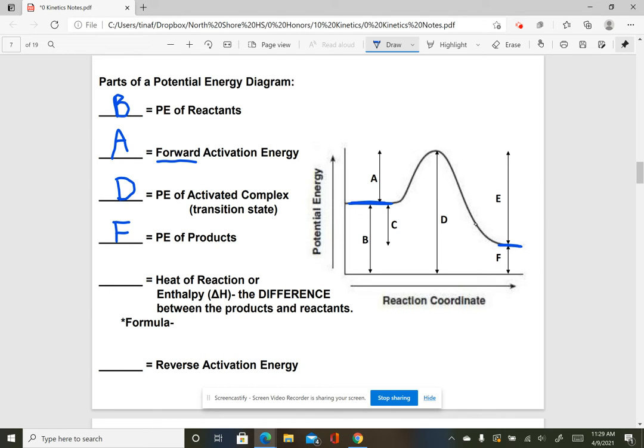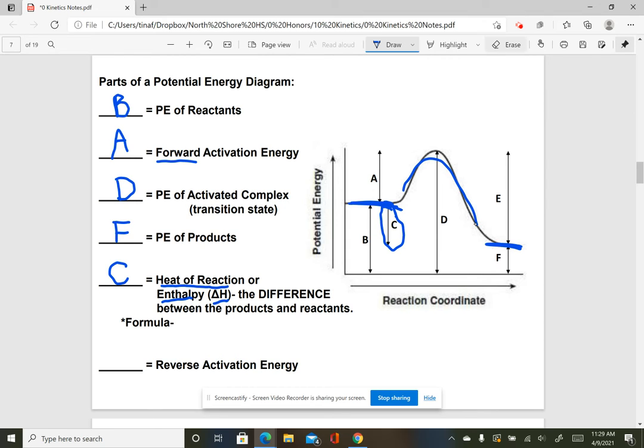So heat of reaction, or enthalpy, or delta H, so you could see it written as any of those three ways, is really just saying, I don't care about this whole part. I just want to know where I started versus where I ended. And arrow C in this picture shows that difference, that net change. So C is going to be my heat of reaction.